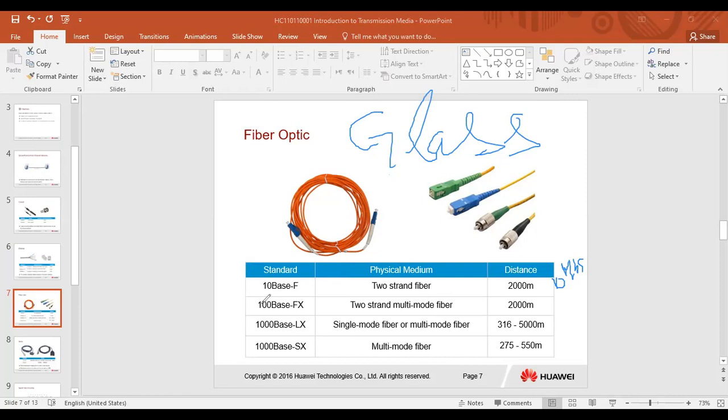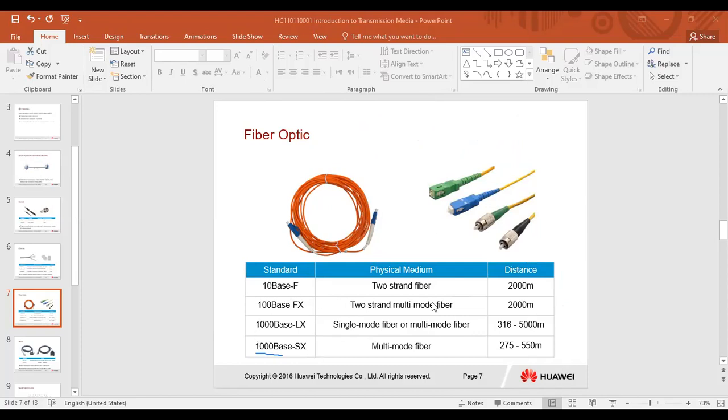It has various types: 10 base F, 100 base FX, 1000 base LX, and 1000 base SX. The fiber optic cable can operate in various modes. Okay, one is single mode and the other is multi mode. In single mode, the light travels in a single ray, meaning there will be a single ray of light. Okay, while in multi mode, there may be multiple rays of light.